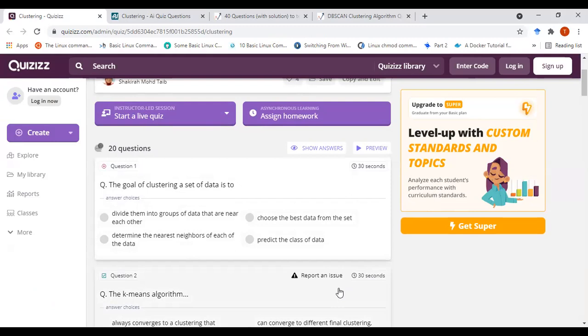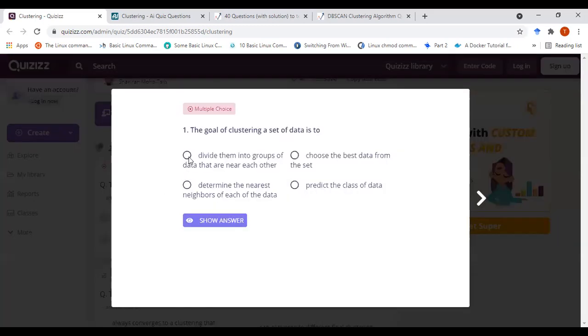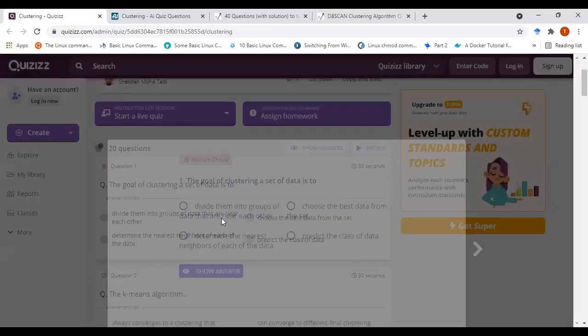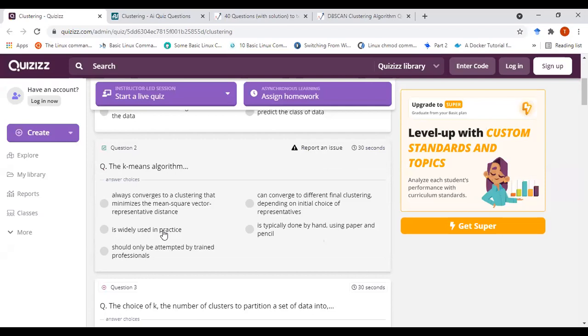Why not the second one? Determine the nearest neighbors of each of the data. Nearest neighbors is basically affinity propagation. So we are not interested in that, but in designing clusters. Okay, so this is the answer, I hope. Okay, let's leave the answers for now. The k-means algorithm.